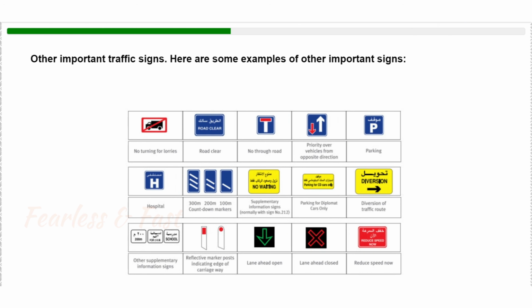Other important traffic signs. Here are some examples of other important signs.